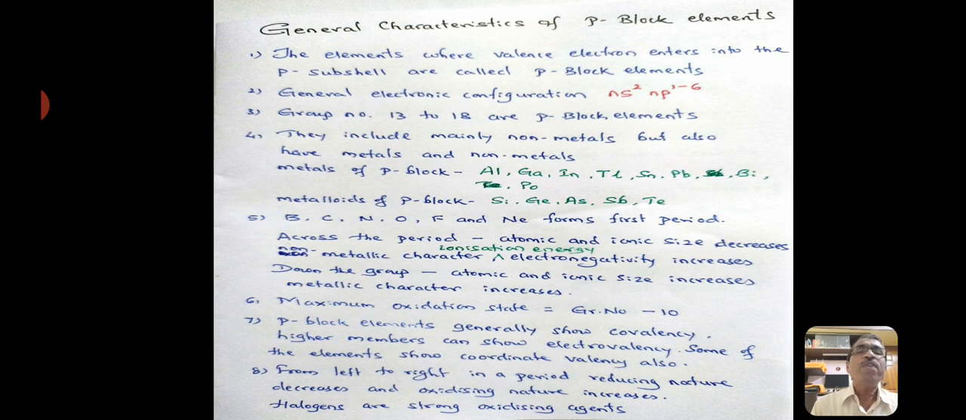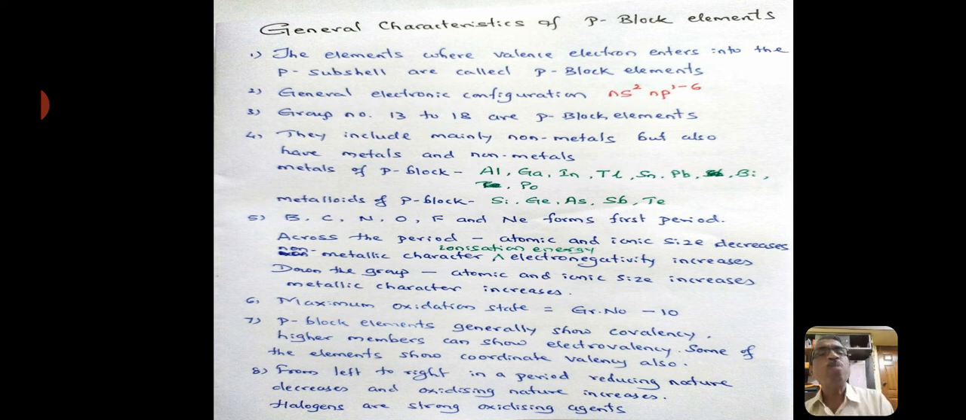Now, the p block elements generally show covalency. That means they have the property of sharing electrons. Covalency means sharing the electrons. Higher members can show electrovalency, and some of the elements show coordinate valency also. That means the majority of the p block elements form a covalent bond. Some of the p block elements form an ionic bond and also the coordinate bond.